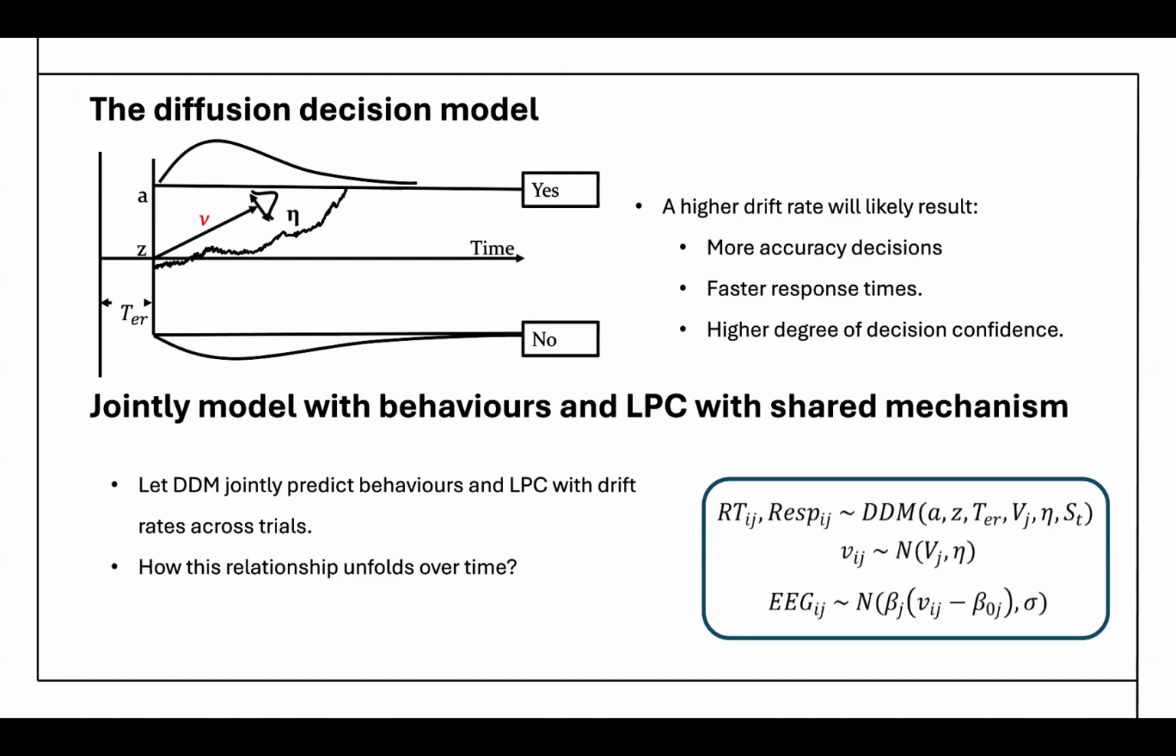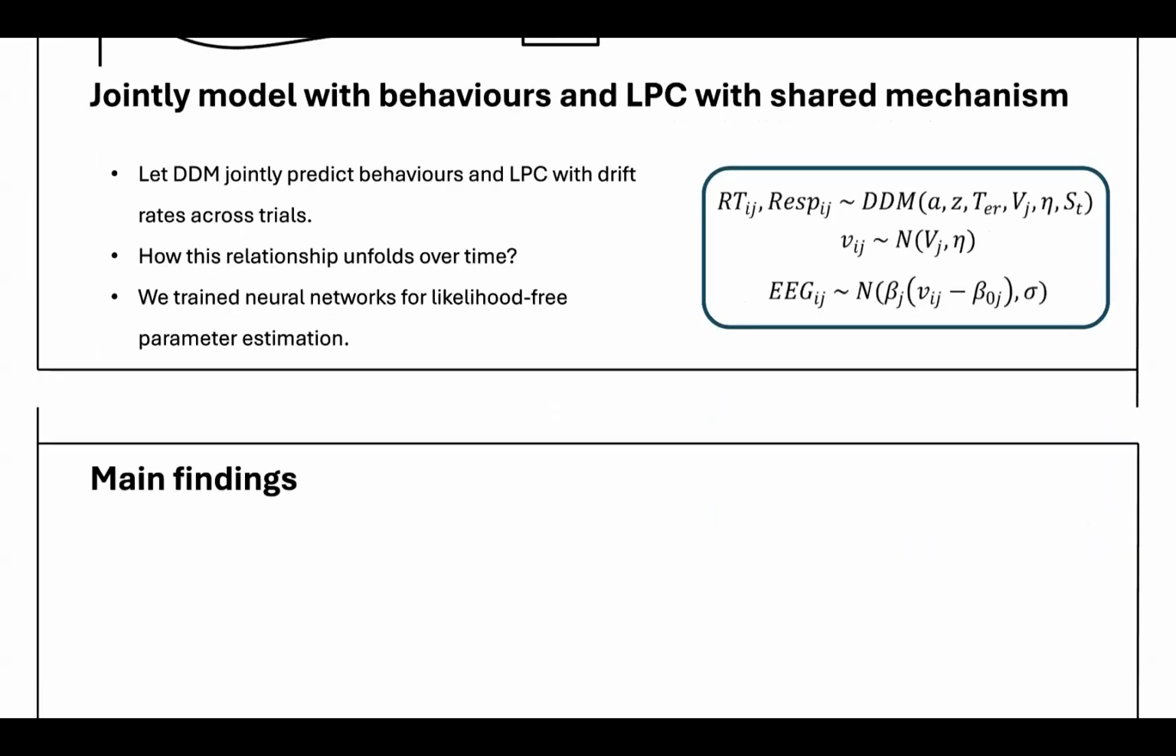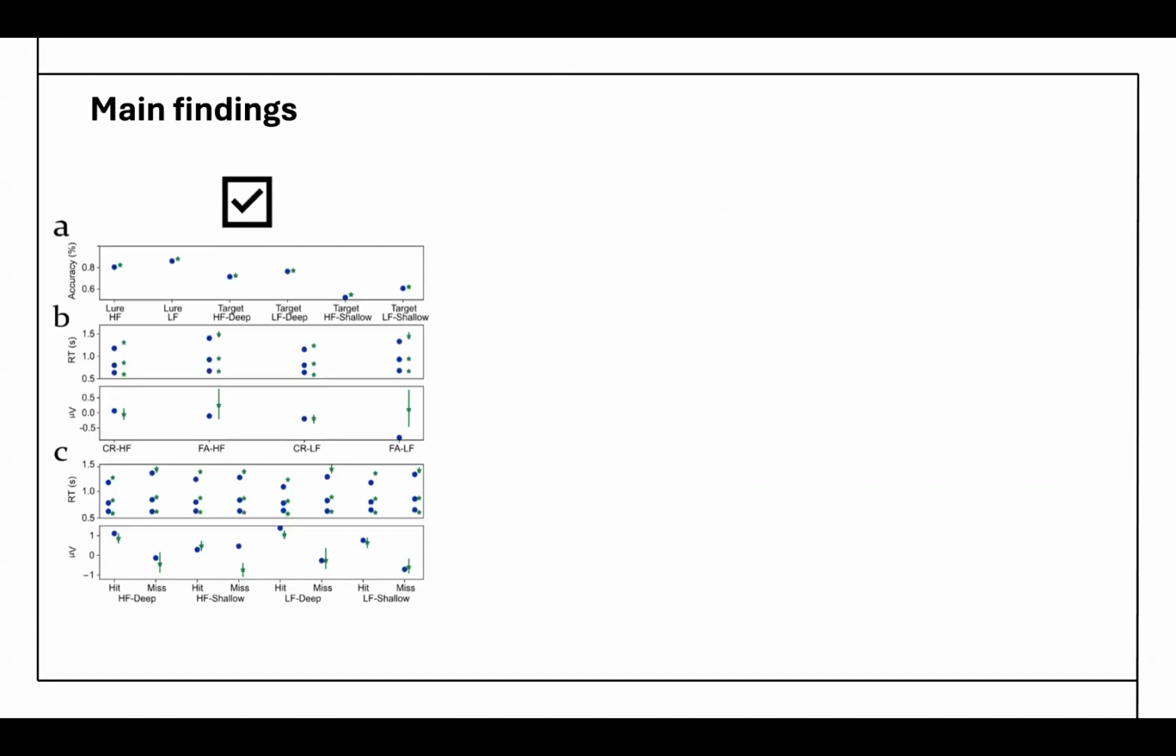And a couple of things that we're interested in from this research is how strongly these LPC changes are associated with drift rate and how this relationship unfolds over time. And because it's a really rather complex model, we train neural networks for likelihood-free parameter estimation, which we'll not talk about here.